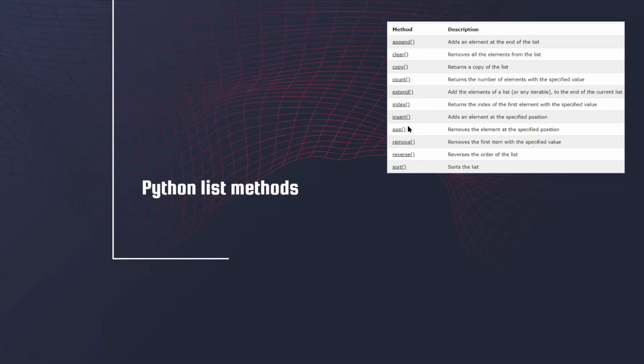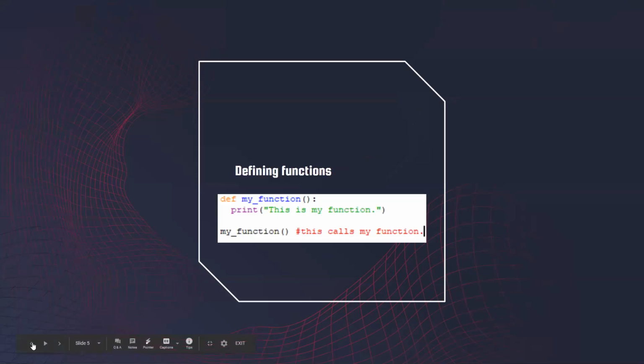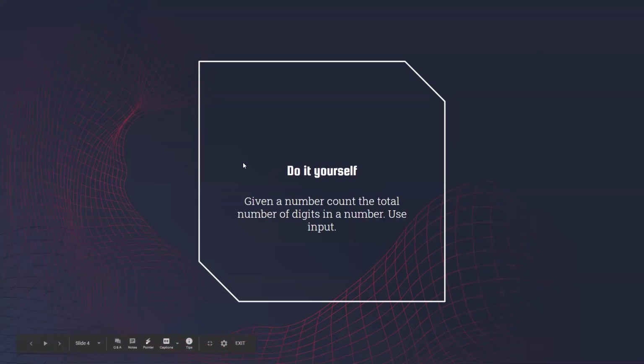Reverse, I don't really use that. It just reverses the order, and sort is also not that useful. So we'll do one more program, and then I believe we'll be going on to learning about functions. Everybody should open up IDLE right now, and then count the total number of digits in a number using your loops or your lists. Probably you want to use loops here.